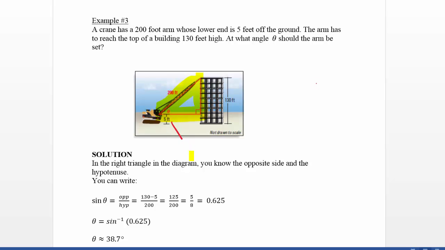Now, keep in mind that this +5, this 5 feet off the ground, is an important part of the problem when you're looking for how long that arm should be. So keep that in mind, because of that 130 feet, 5 of it, the arm is sitting off the ground. So you have to take that into account. And you can see in the solution here, when we create the triangle, instead of using 130, we actually use 125 for that particular side length whenever we use sine.